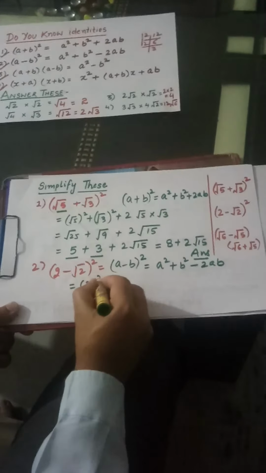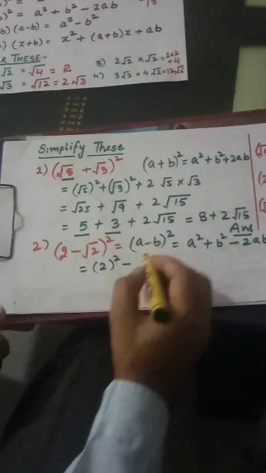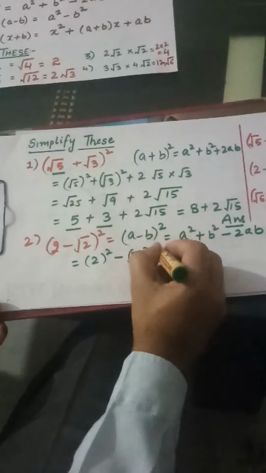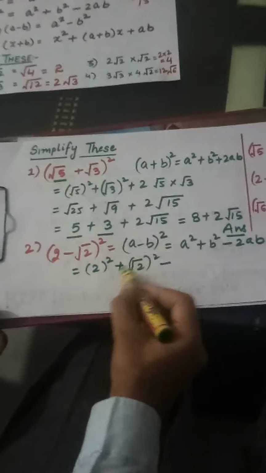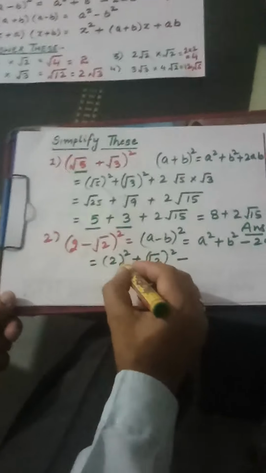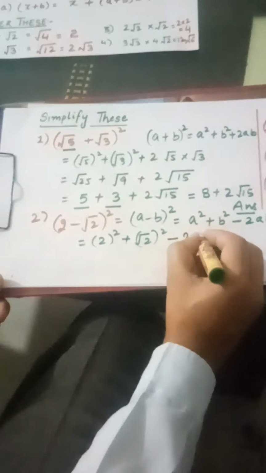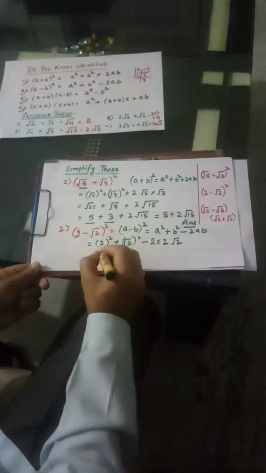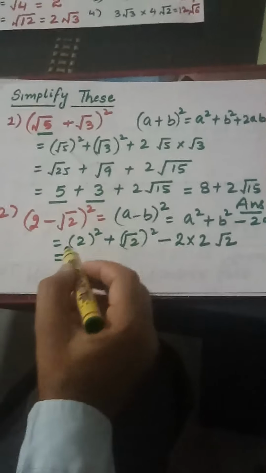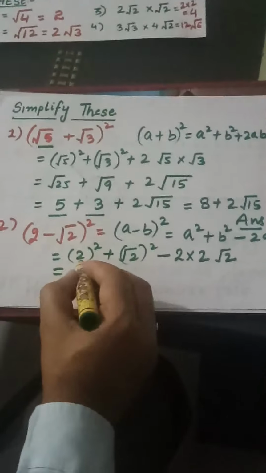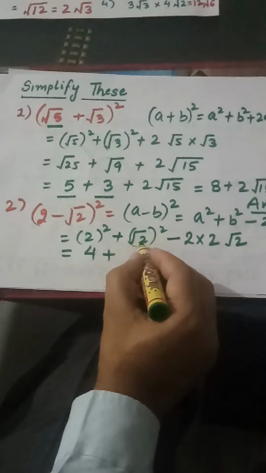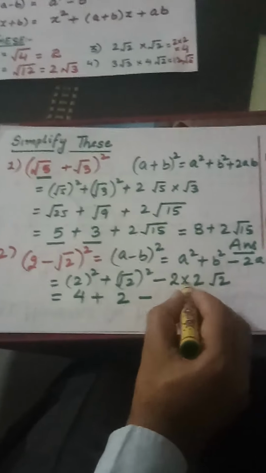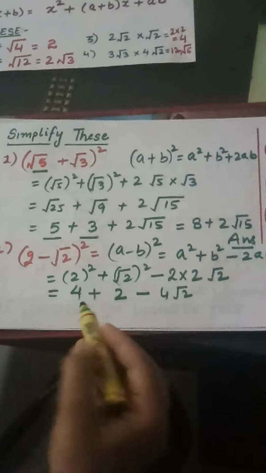Three parts in that. So a square, what is that? 2 whole square plus root 2 whole square, so plus will come here. So a square plus b square minus 2 into a into b, which is 2 into root 2. Open it now. When you do the square of 2, it is 4. What is the square of root 2? You have done earlier, root 2 into root 2, that is 2. Minus 2 into 2 into root 2.